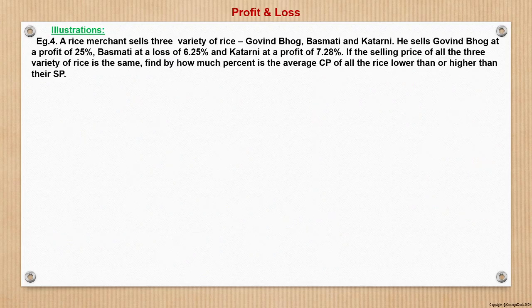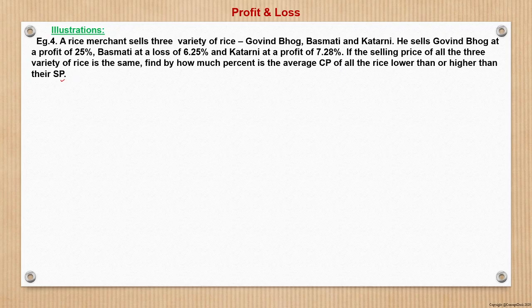Now let us move to another example. I have taken various examples of various kinds in this session, and next session also I will take plethora of illustrations. Now example 4 says that a rice merchant sells three varieties of rice, that is Govind Bhog, Basmati and Katarni. He sells Govind Bhog at a profit of 25%, Basmati at a loss of 6.25%, and Katarni at a profit of 7.28%. If the selling price of all the three varieties of rice is same, find by how much percentage the average CP of all the rice is lower or higher than their SP.